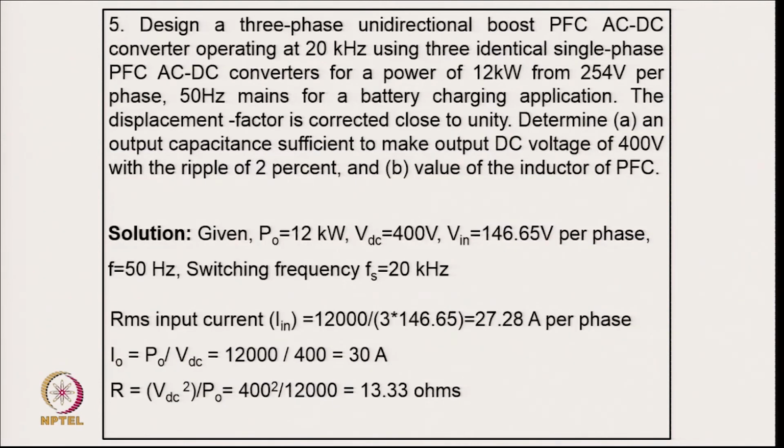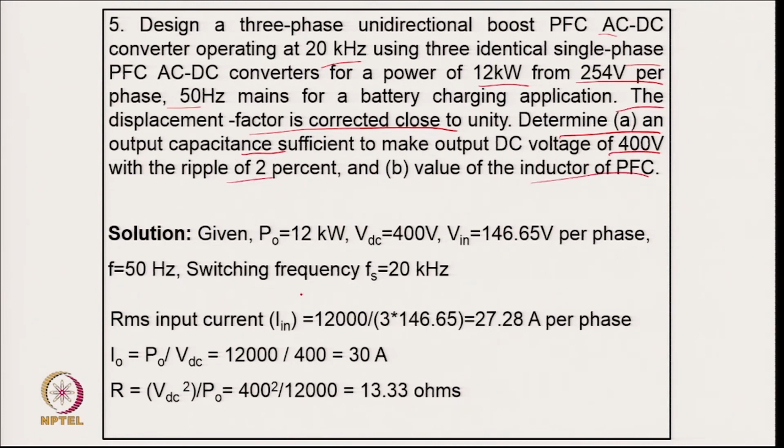So, coming now to the fifth example: design a 3-phase uniaxial boost PFC AC/DC converter operating at 20 kilohertz using 3 identical single phase PFC AC/DC converters for a power rating of 12 kilowatt from 254 volt per phase and 50 hertz AC mains for a battery charging application. The displacement factor is corrected to unity. Determine A, the output capacitance sufficient to make the output voltage 400 volt with a ripple of 2%, and the value of the inductor for PFC.